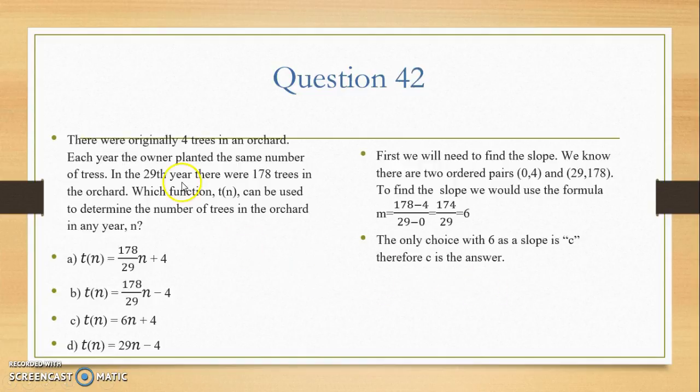Read the equation above. First, we'll need to find the slope. We know there are two ordered pairs. To find the slope, we use the formula. And you get the result. The only choice with 6 as the slope is C. Therefore, the answer is 6.